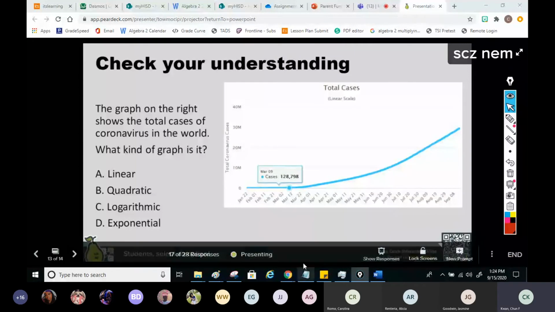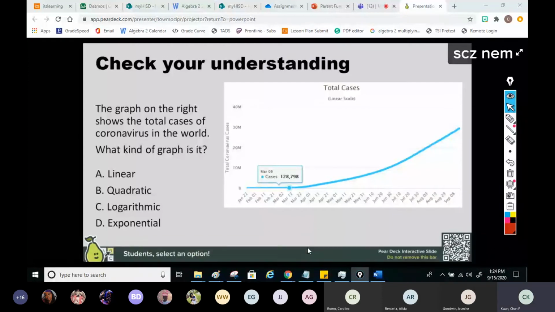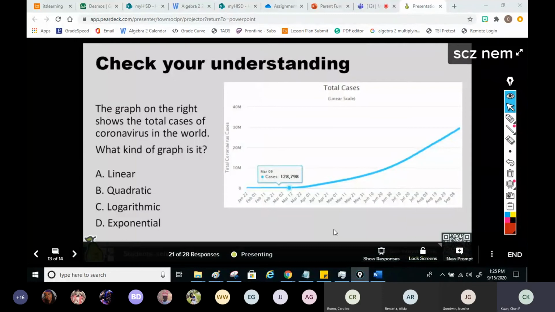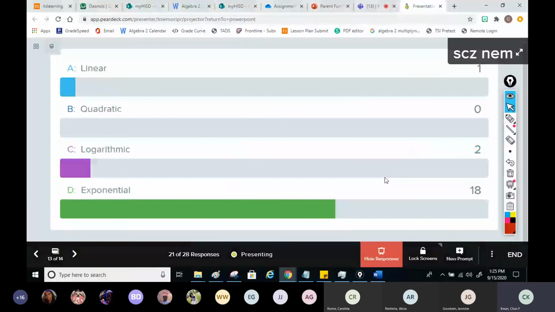I'll give you another 20 seconds. Come on, guys. Okay, let me see what you guys have. 21 of you answered. Thank you very much. 18 of you think it's exponential. 2 of you think it's logarithmic. 1 of you thinks it is linear.